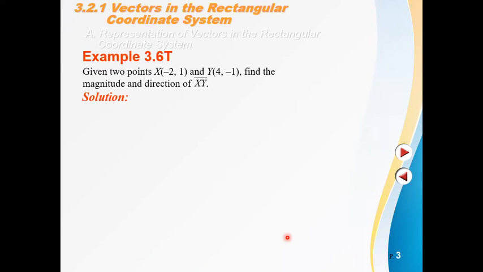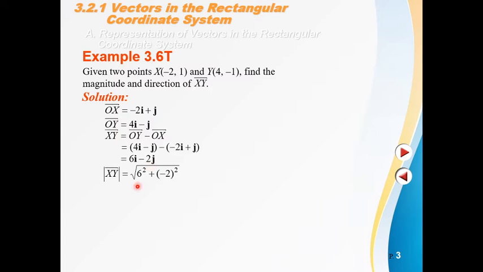Okay, then we can use this example. We are given 2 points, X with the coordinate -2, 1, and Y with the coordinate 4, -1. Find the magnitude and direction of XY. You can see I stated my OX as -2i plus 1j, my OY as 4i minus 1j, as we have it here. So by using normal mathematics, we have XY equal to OY minus OX, and this is what we'll get. 4 minus -2 will give us 6, whereas -j minus +j will give us -2j. And the magnitude of such a vector is the square root of the sum of the squares of each component.